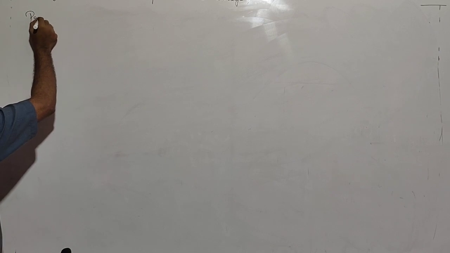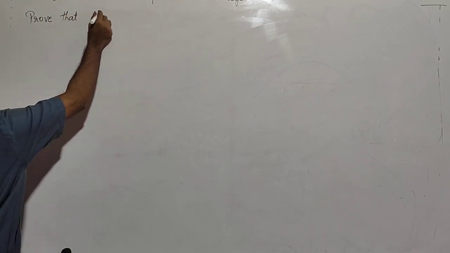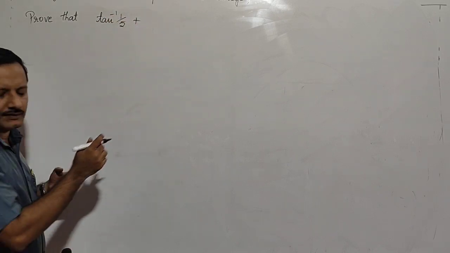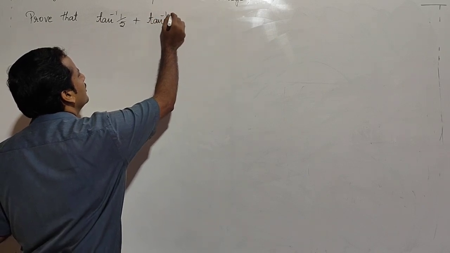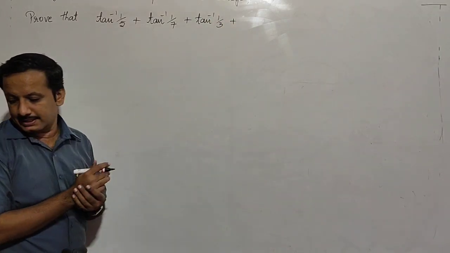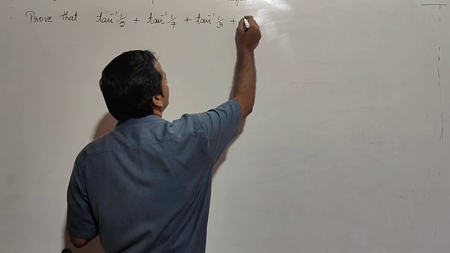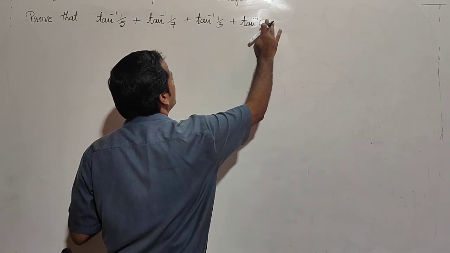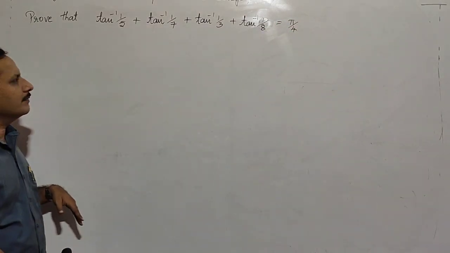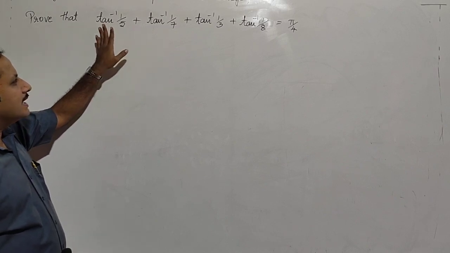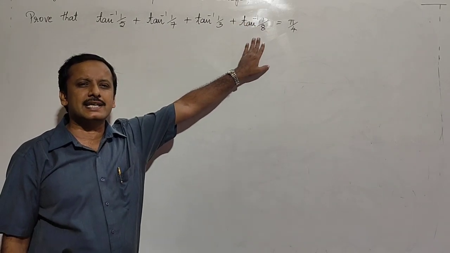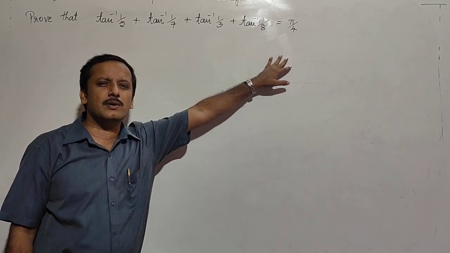Prove that tan inverse 1 by 5 plus tan inverse 1 by 7 plus tan inverse 1 by 3 plus tan inverse 1 by 8 is equal to pi by 4. Okay. See, they are given. You are asked to prove that tan inverse 1 by 5 plus tan inverse 1 by 7 plus tan inverse 1 by 3 plus tan inverse 1 by 8 is equal to pi by 4.